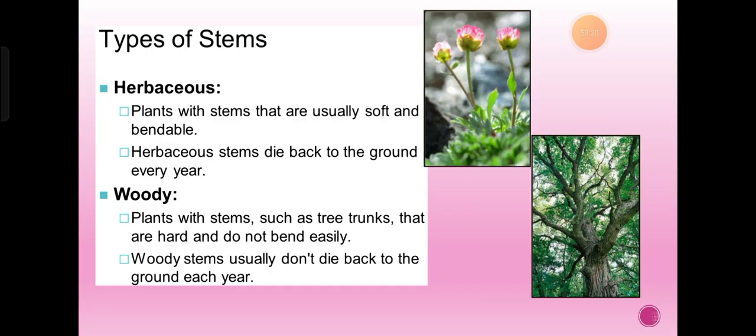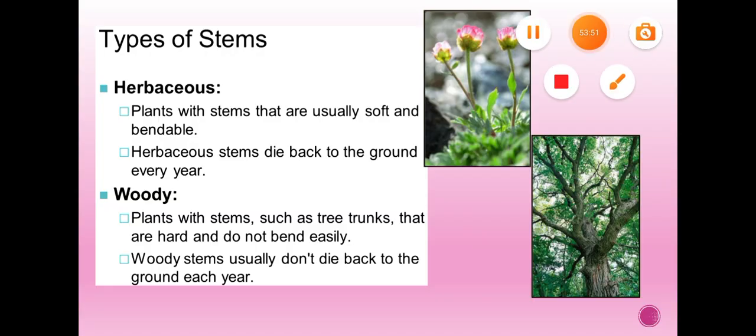Now what are herbaceous stems? Herbaceous stems are basically plants with stems that are usually soft and bendable. Herbaceous stems die back to the ground every year. There are thousands and millions of herbaceous stems that die back, and they are very soft, and that is why they mostly die. Due to their softness, that's really the cause of their death. And they're bendable, you can bend them, and that looks so satisfying while you bend them.